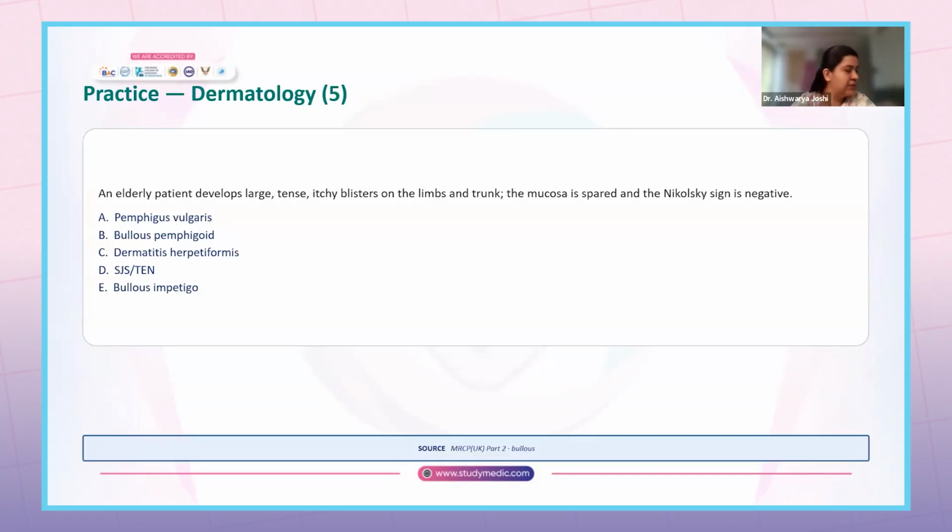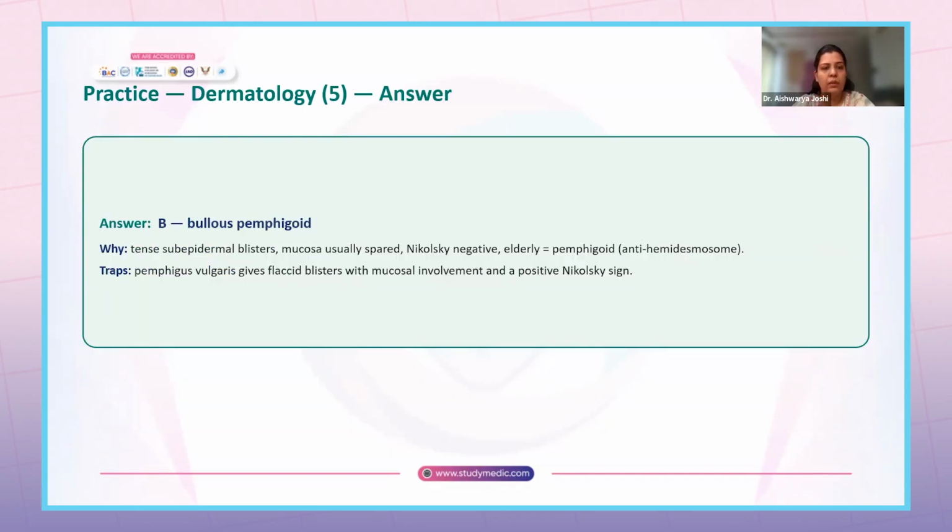An elderly patient develops large, tense, itchy blisters on the limbs and trunk. The mucosa is spared. Nikolsky sign is negative. This is bullous pemphigoid. They are tense subepidermal blisters. Mucosa is spared. Nikolsky is negative. Pemphigus vulgaris gives flaccid blisters with mucosal involvement.